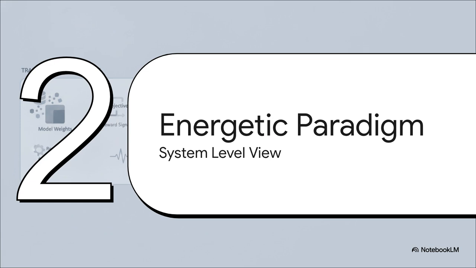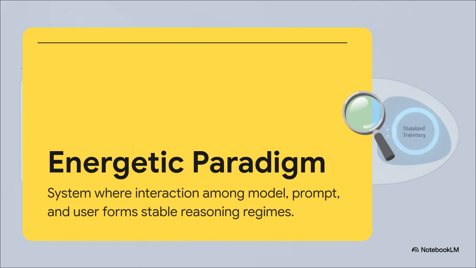We are zooming out to the system level. Let's clearly define this framework. The energetic paradigm is a dynamical systems framework where repeated interaction among the model, prompt structure, dialogue history, and user steering generates stable reasoning regimes. I know that sounds like a mouthful, but it's a very precise academic reframing. We are no longer just looking at a user shooting off a prompt and a model spitting out a token. Instead, we're looking at a continuous loop, a discrete-time dynamical system, where the model parameters are fixed, but the interaction controls are highly variable.